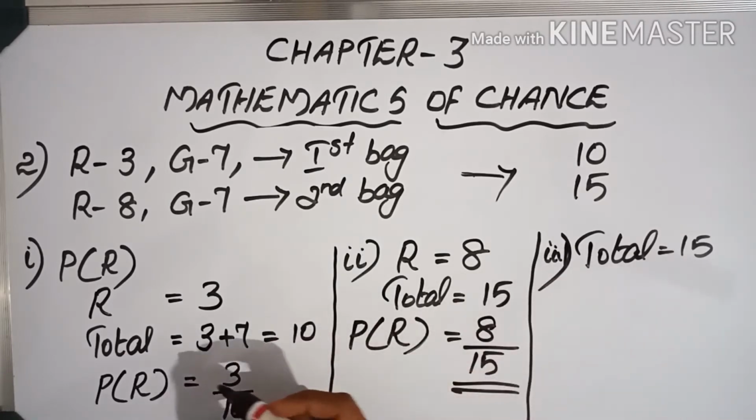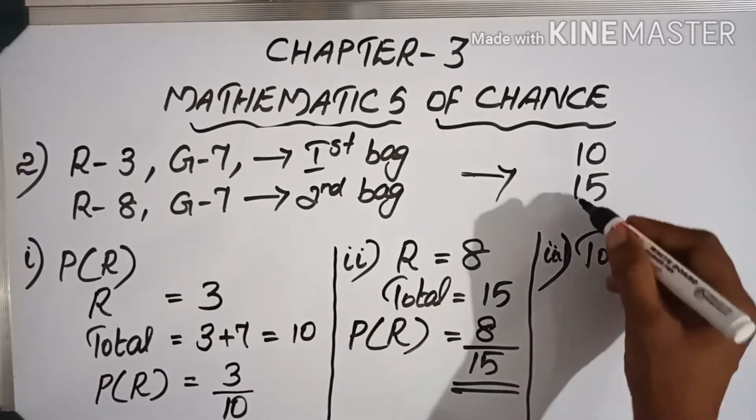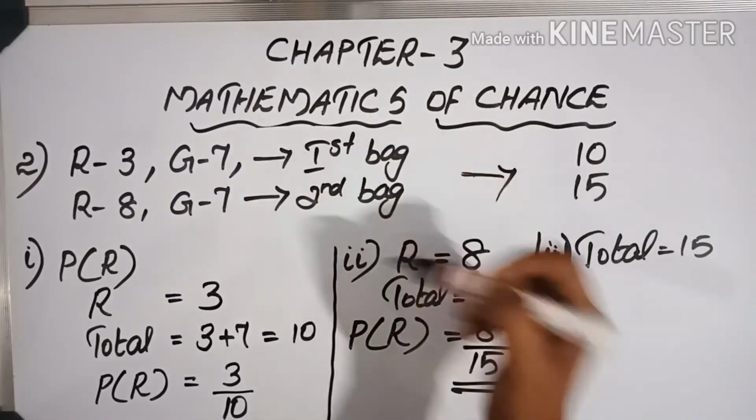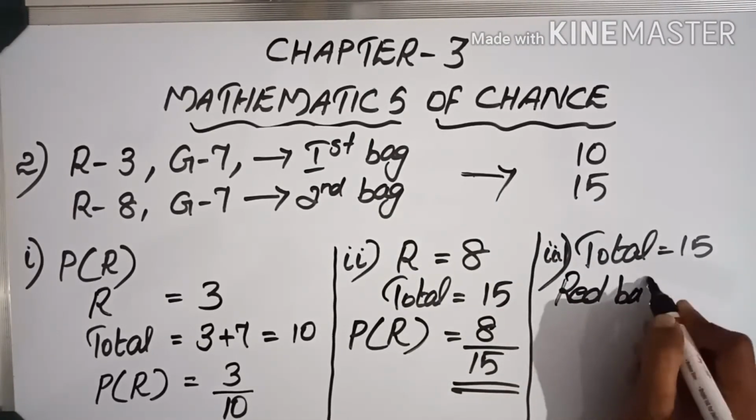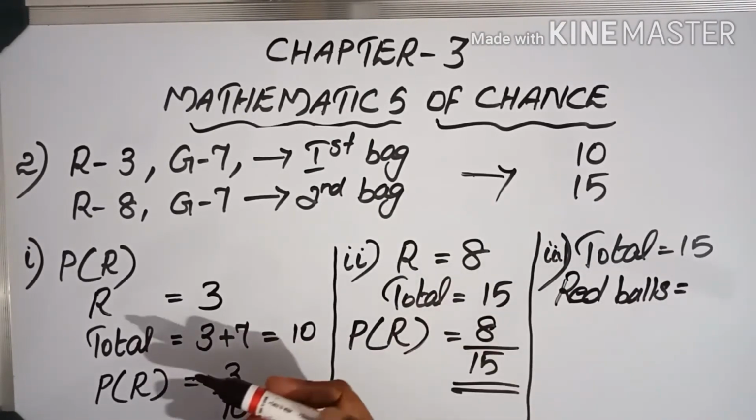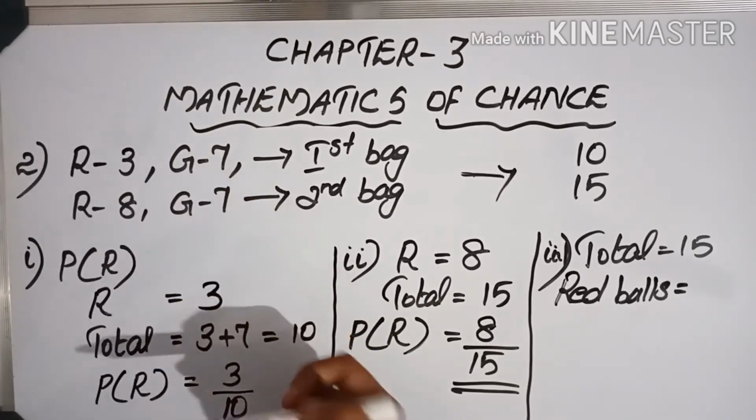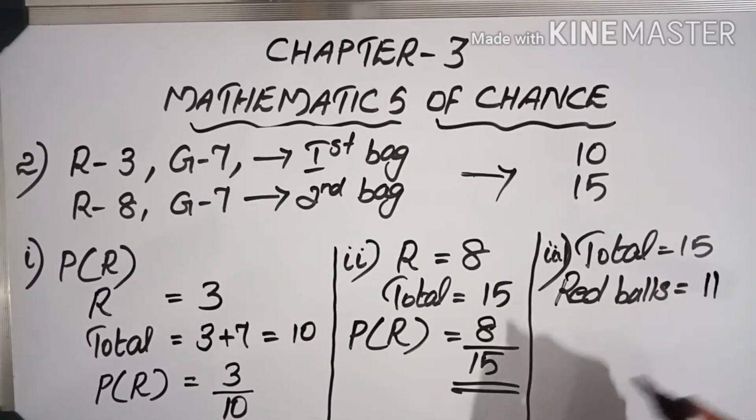Now we need to find the probability of red. So the favorable outcome for the third bag means the sum of these two. For the single bag, how many red balls will there be? First bag 3 and second bag 8. So 8 plus 3 will be 11. So a total of 11 red balls will be there.